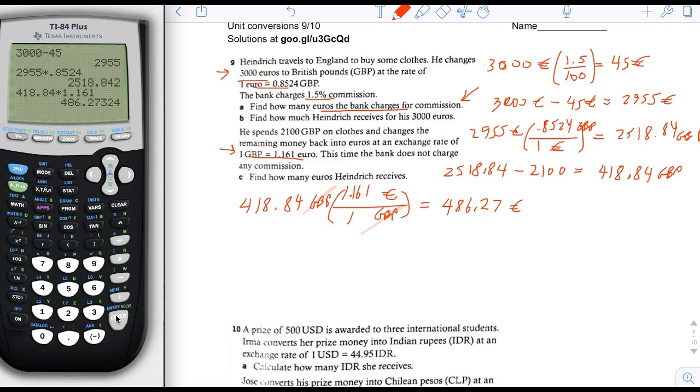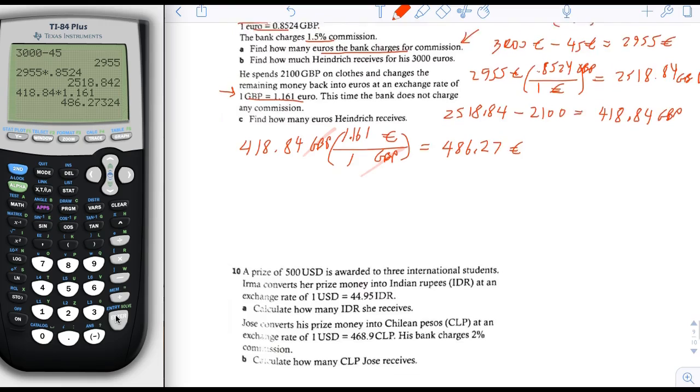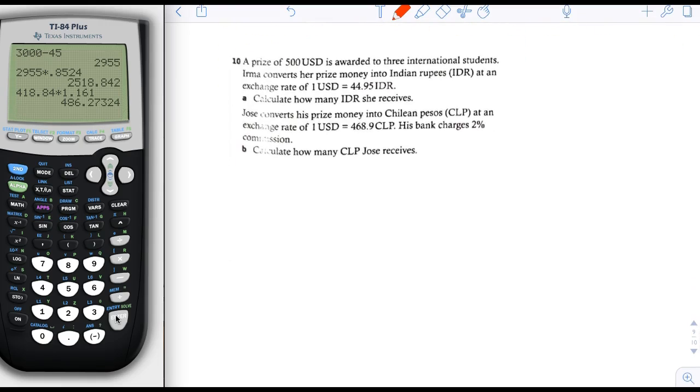Okay. And that's it. Let's go to number 10. A prize of $500 is awarded to 3 international students. Irma converts her prize money into Indian rupees at an exchange rate of $1 equals 44.95 Indian rupees. Calculate how many Indian rupees she receives.